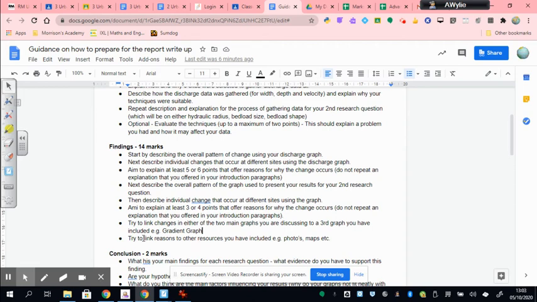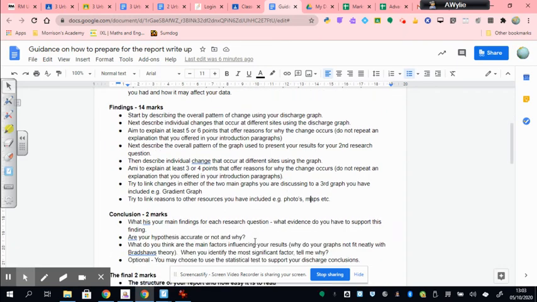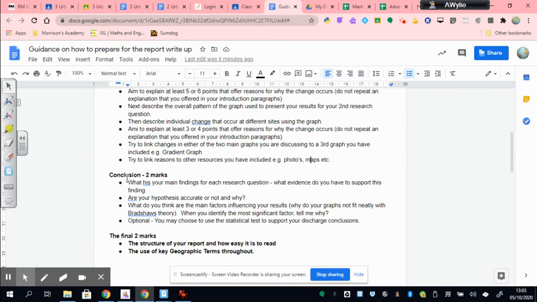Okay. Finally, if you are using photographs or maps that you've got on your sheets, refer to them, pick out some information from them, as in talk about the photo and tell me what the photo shows. That would get you a processed information mark. And if it's then used to explain the change that's happening in the river, you'd get a mark for explaining and analyzing.